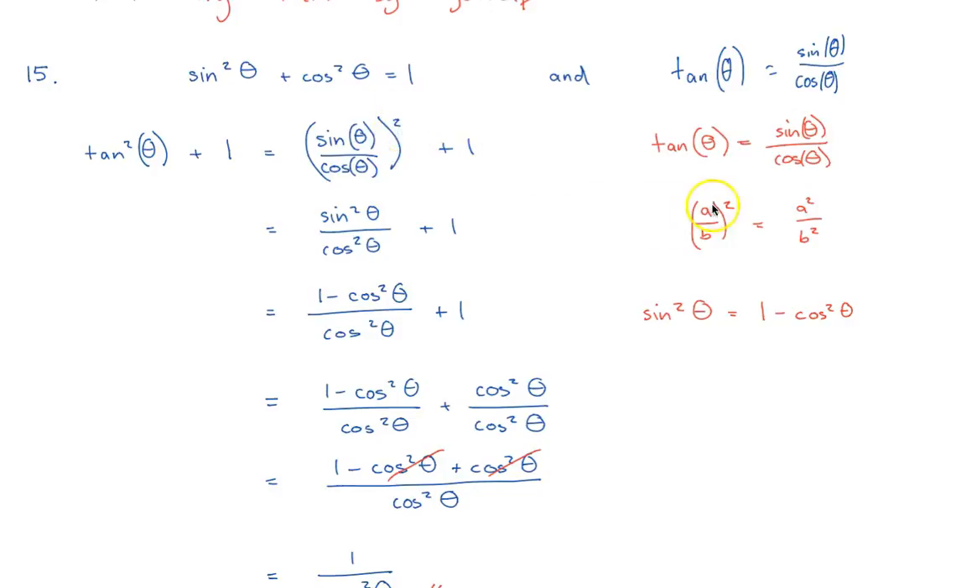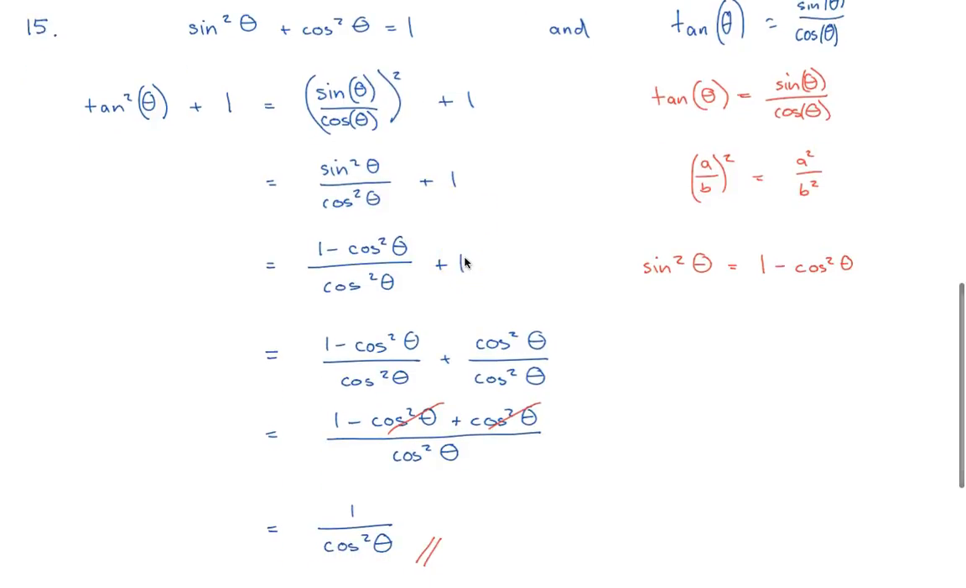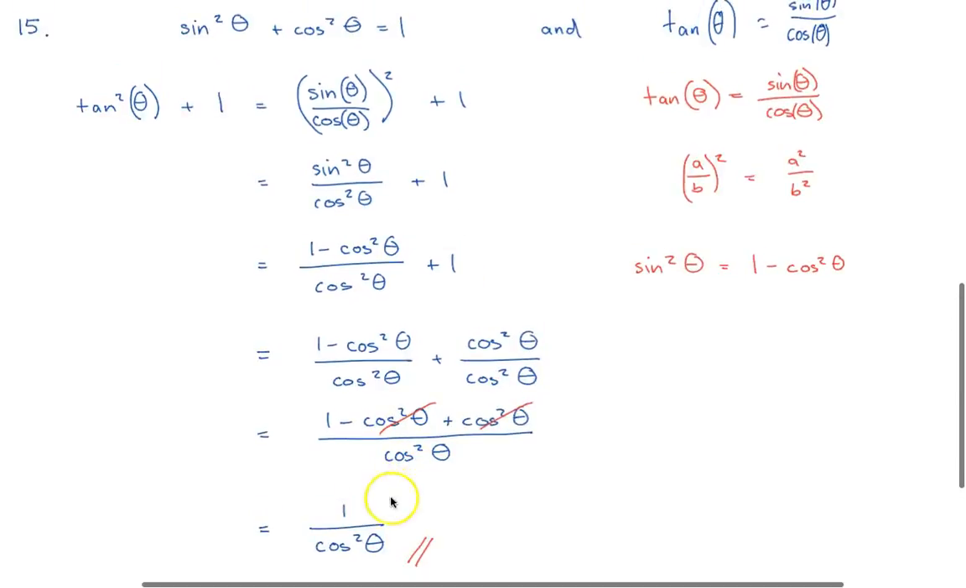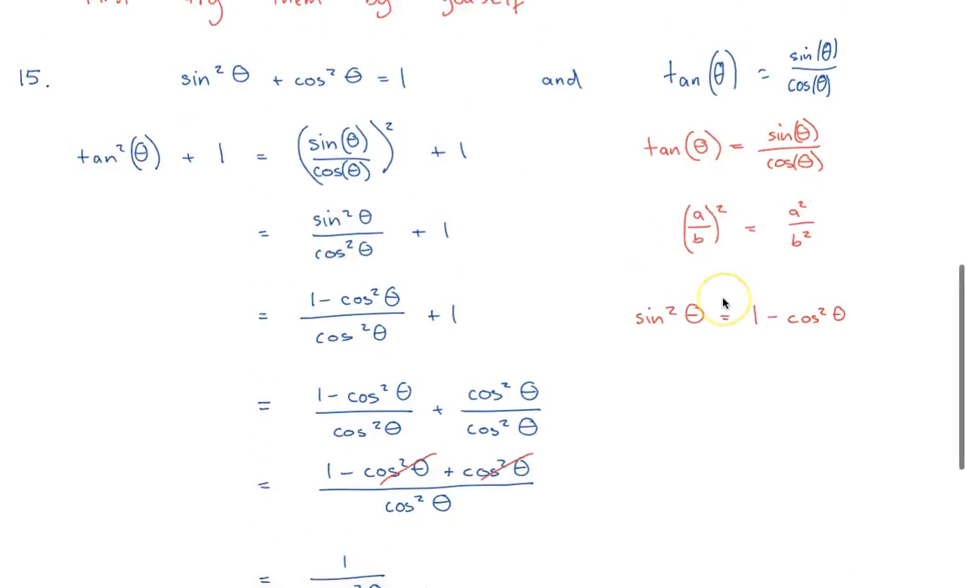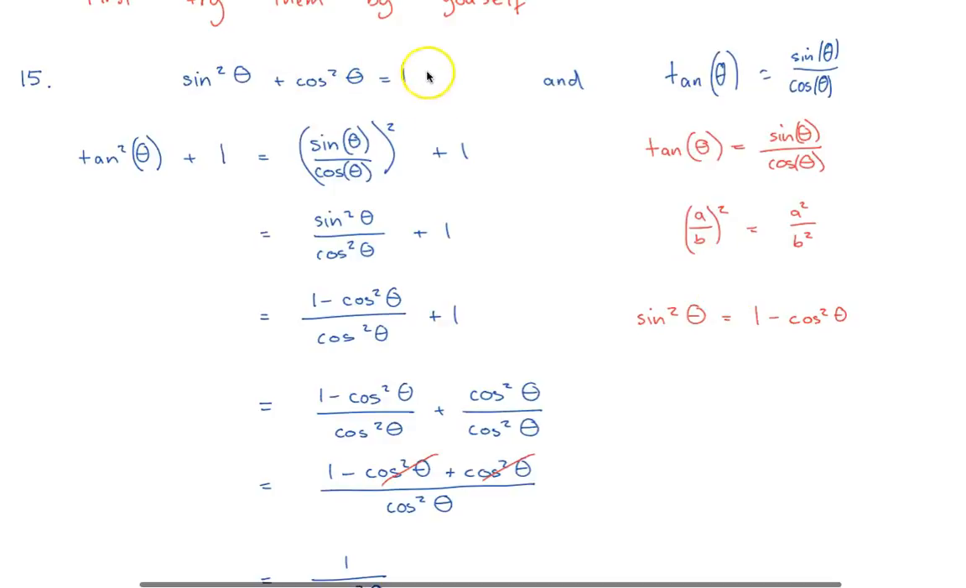From our index laws, we know that squaring a fraction, that square is distributive. So it squares the sine theta and it squares the cosine of theta. We still remember that we want only cosine of theta in our answer, so a wise decision might be to convert this sine squared of theta. So that's when we use the rule that they asked us to use. So we know that sine squared of theta plus cos squared of theta equals 1.